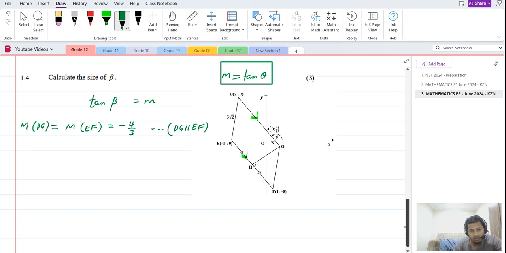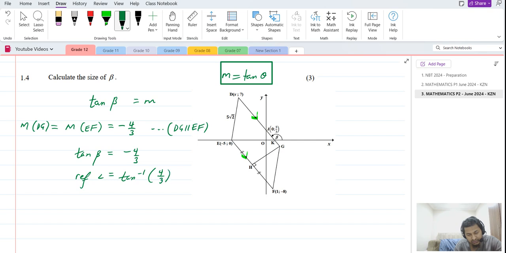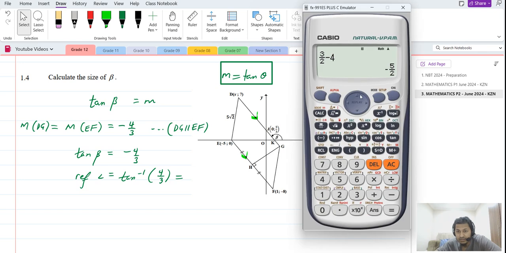Okay, now we'll use this formula. So we have tan beta equals -4/3. So beta reference angle. You know how to solve a trig equation. So what's the reference angle? The reference angle is tan inverse. Don't take -4/3, always take +4/3. Then we will use the CAST diagram. So what's tan inverse 4/3? You're going to go shift tan 4/3. Tan inverse 4/3 we get is 53,13 degrees.